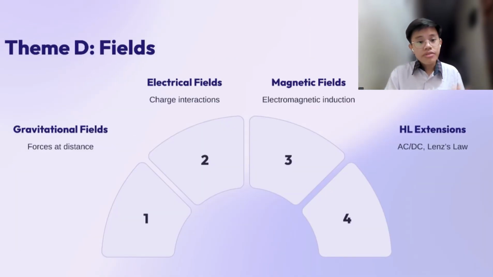Number 4, fields, topic D. Okay, in my opinion, we have reached the most difficult section in the entirety of the syllabus. But do not fret, as I will teach you how to ace your exams in the next section. This unit is all about forces at a distance. You will learn about 3 main types of fields: gravitational, electrical, and magnetic. HL topics go into electromagnetic induction, the difference between AC and DC, and of course, the old Lenz's law.